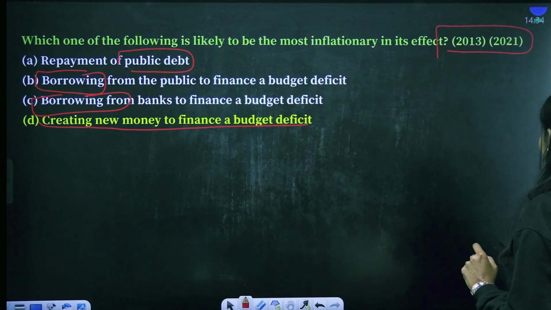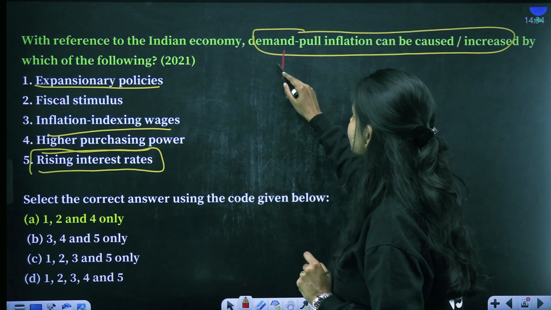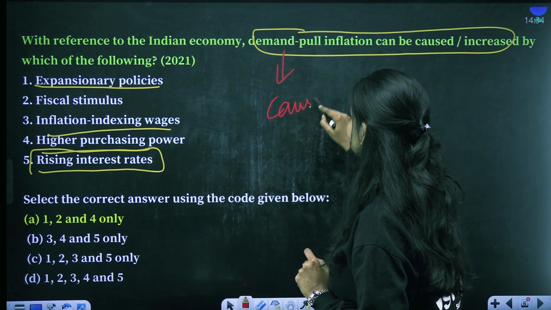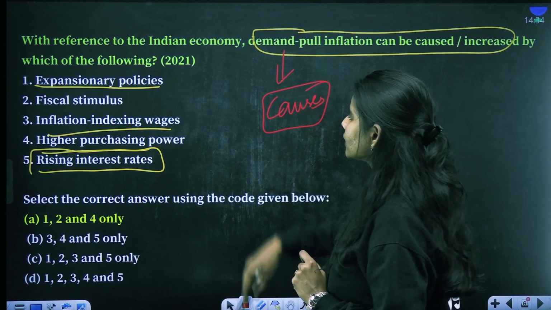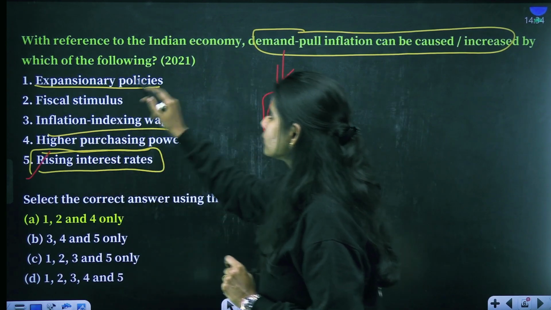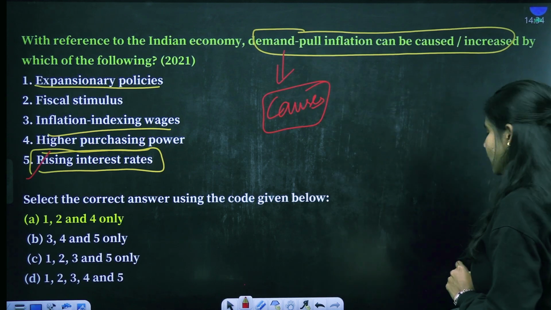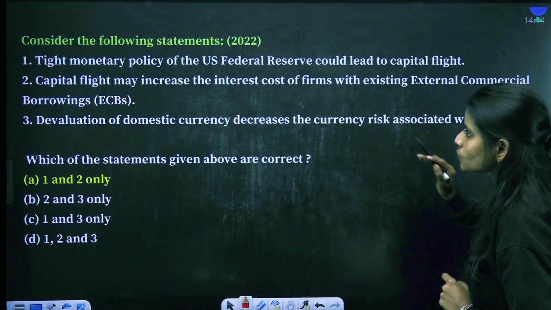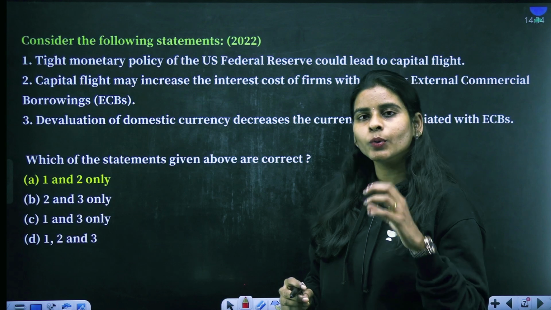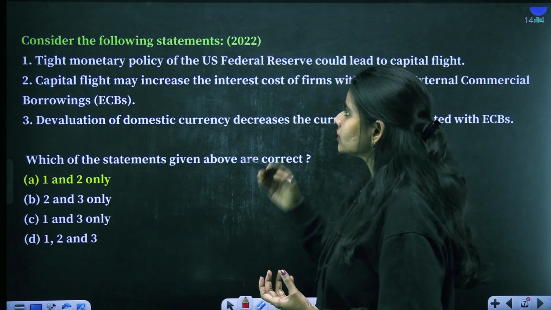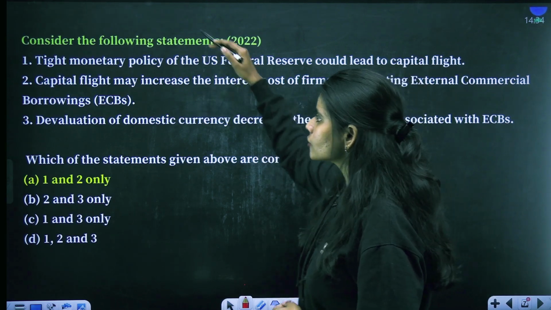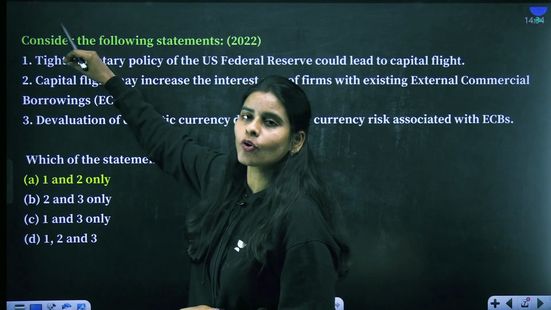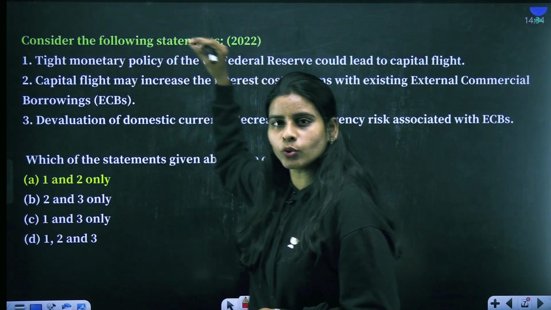Just have a look at this question. This question is asking about the causes. So on what condition will we have demand pull inflation? Clear? Again, this is one of the previous year questions which was exclusively based upon the Federal Reserve's policy. So what is going to happen in India because of the tight monetary policy of the US?